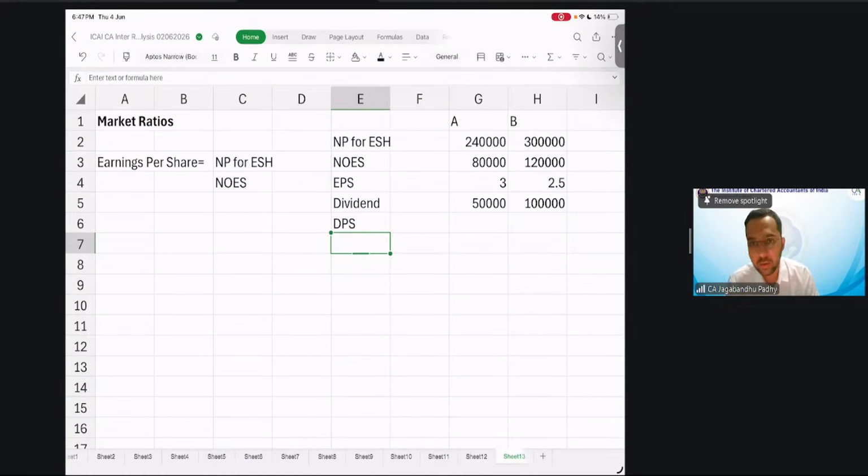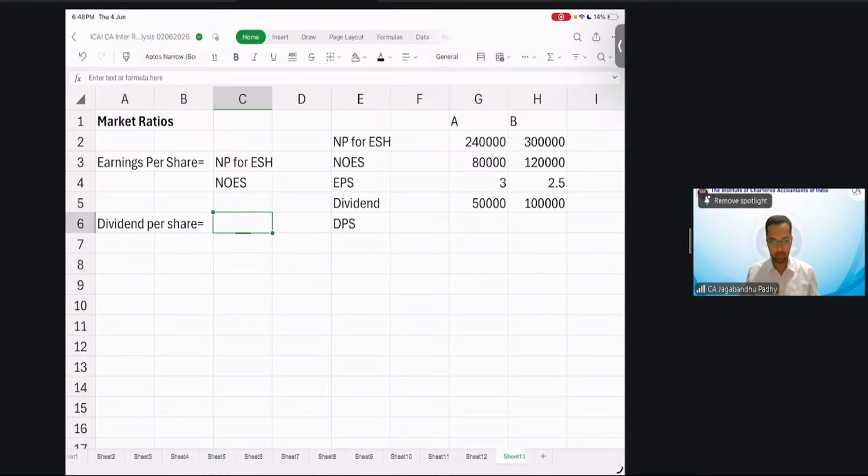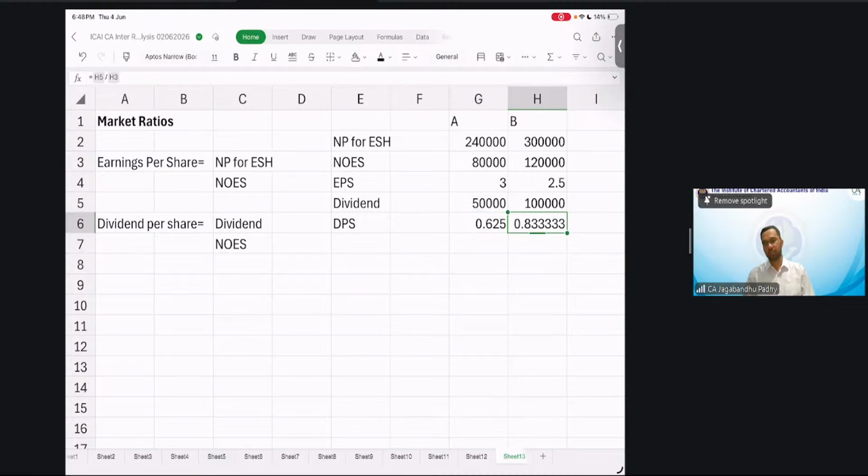Yeah, dividend per share. Well, guys, the dividend per share is dividend divided by number of equity shares. So dividend divided by number of equity shares: 0.625 and 0.8333. That's your dividend per share.